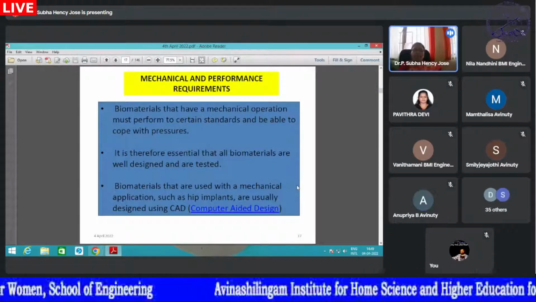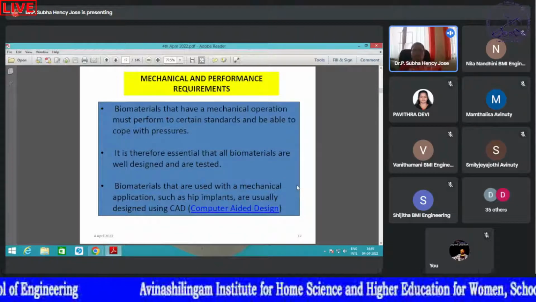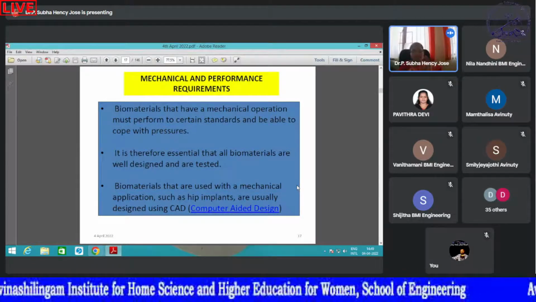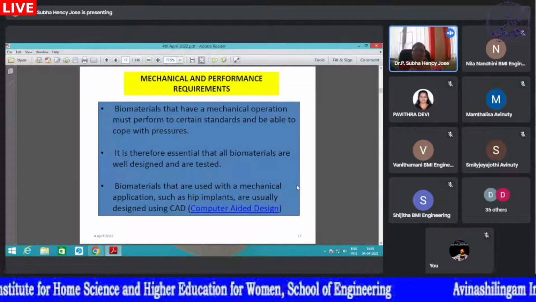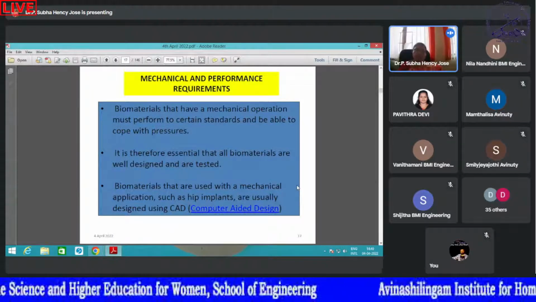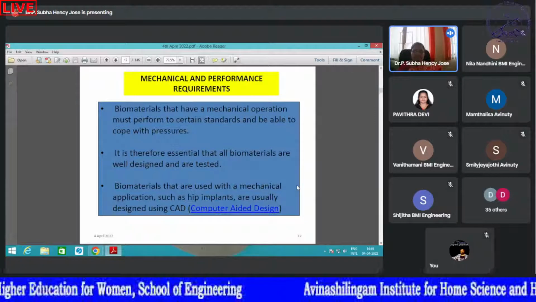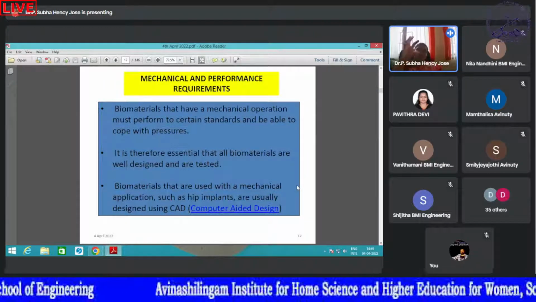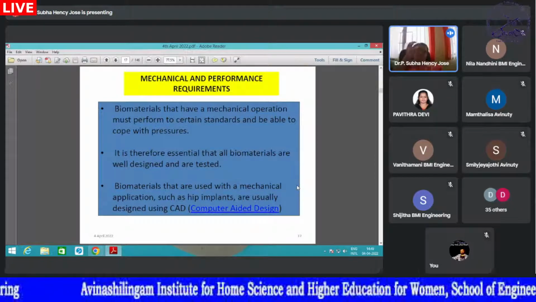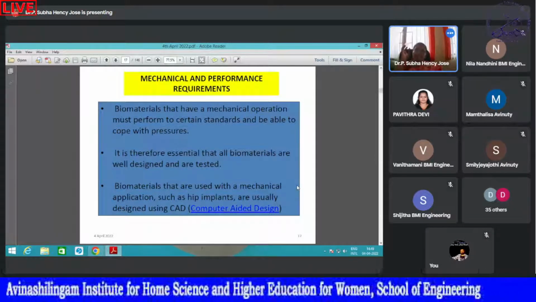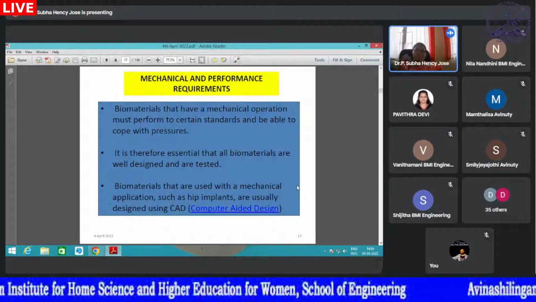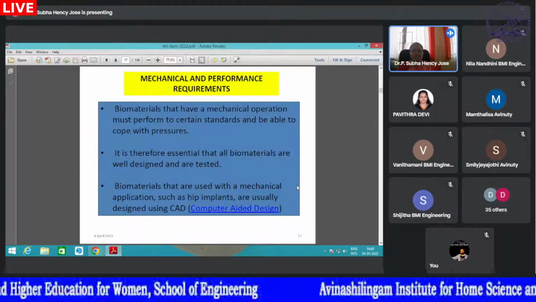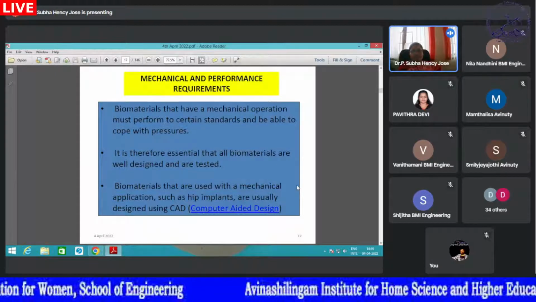Now coming to the mechanical and performance requirements, we can see that these biomaterials should be designed using some software. First they have to do the simulation and then they have to do the hardware. For that they make use of CAD, that is computer aided design. So it should be properly designed. What is its dimension, what is its radius, what is the thickness, all these things have to be properly designed and then it has to be manufactured. It is very, very essential for manufacturing as well as for testing.